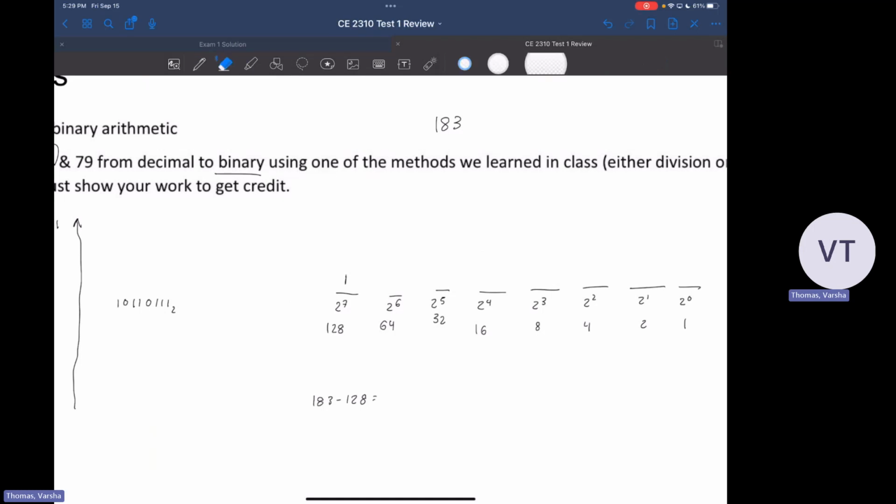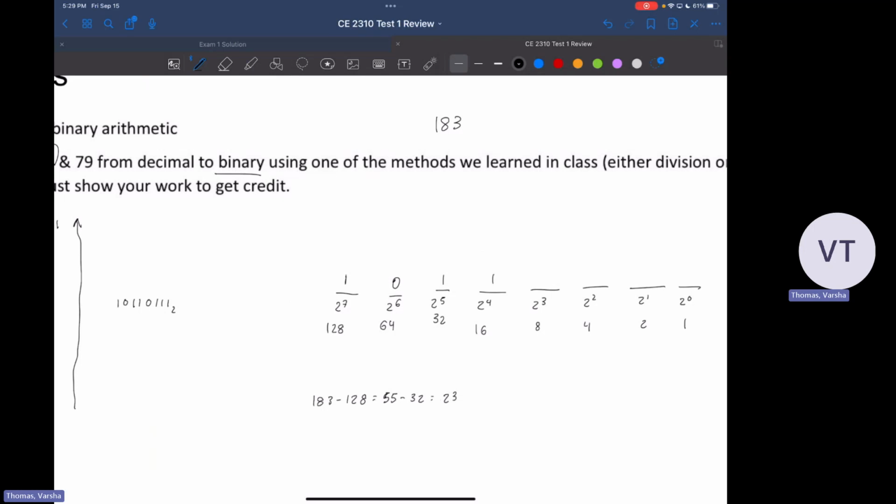So we have 183 minus 128. This gives you 55. 64 cannot fit in 55, so we cannot have a bit of that. Next one, we have 32. That can fit, so minus 32. And then we have 23 left.